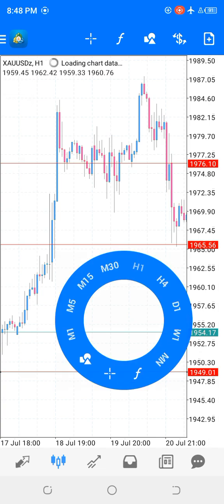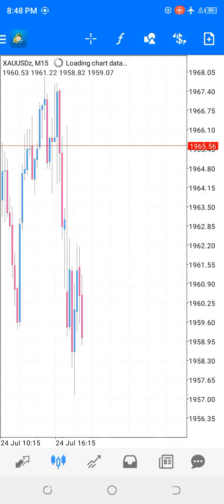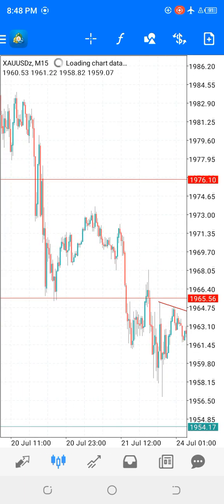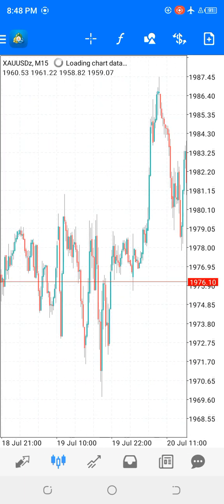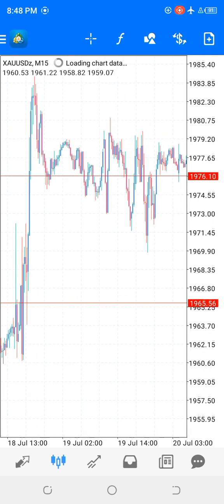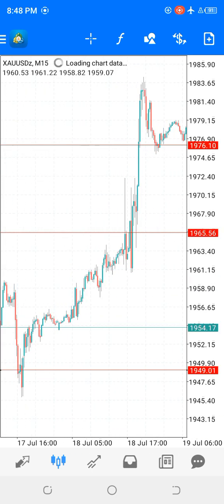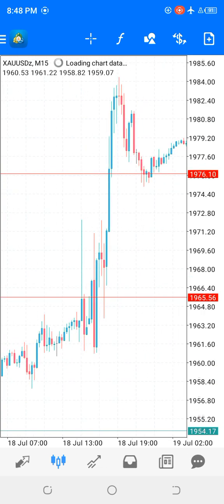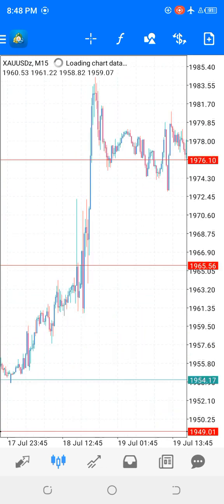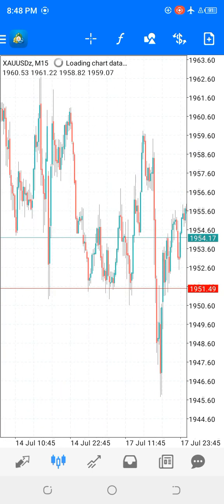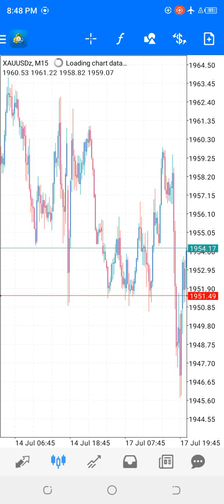Now, another type of liquidity in the marketplace is equal highs and equal lows. Those things that you people used to call double top, double bottom, they are called equal lows and equal highs. And let me look for a very good example. So a very good example is what we can see right here.